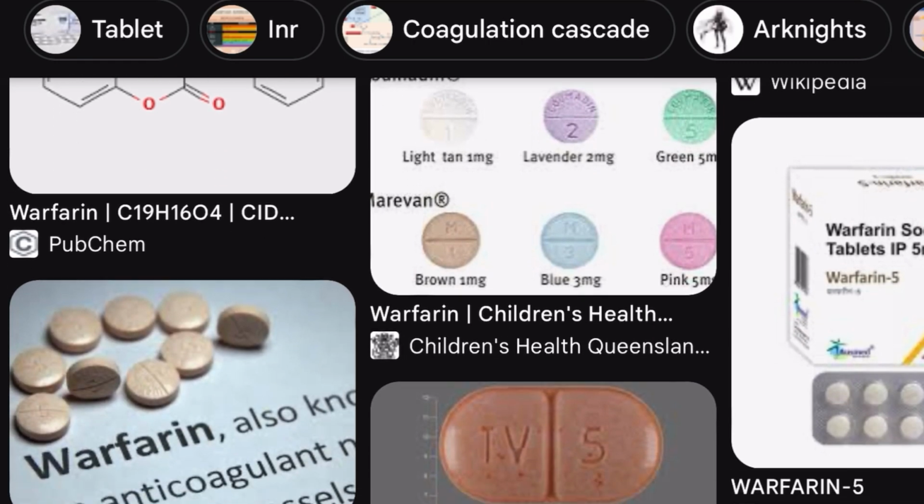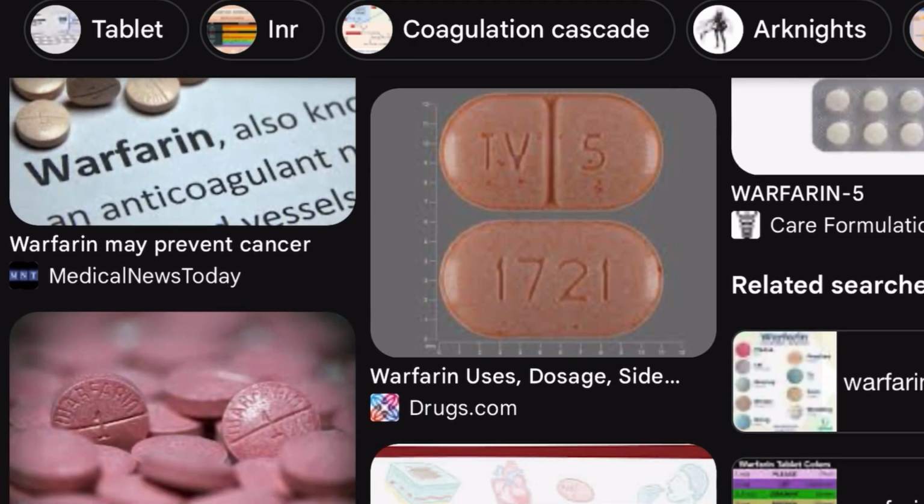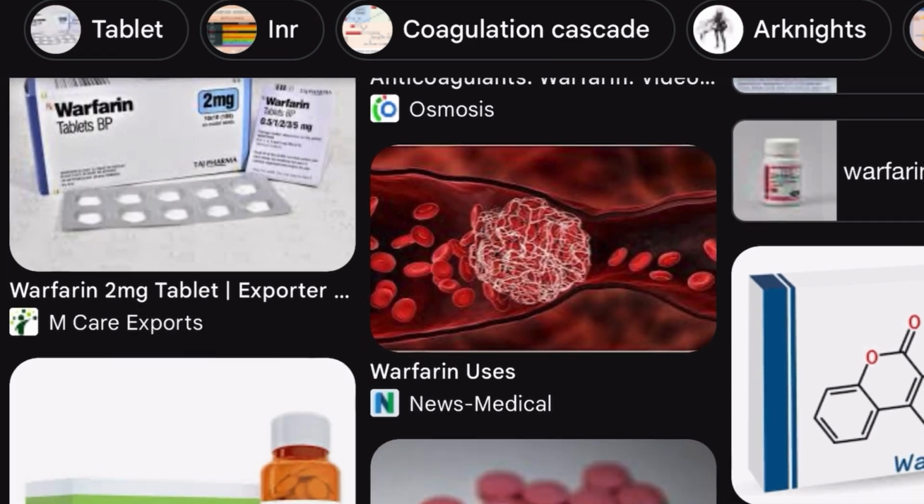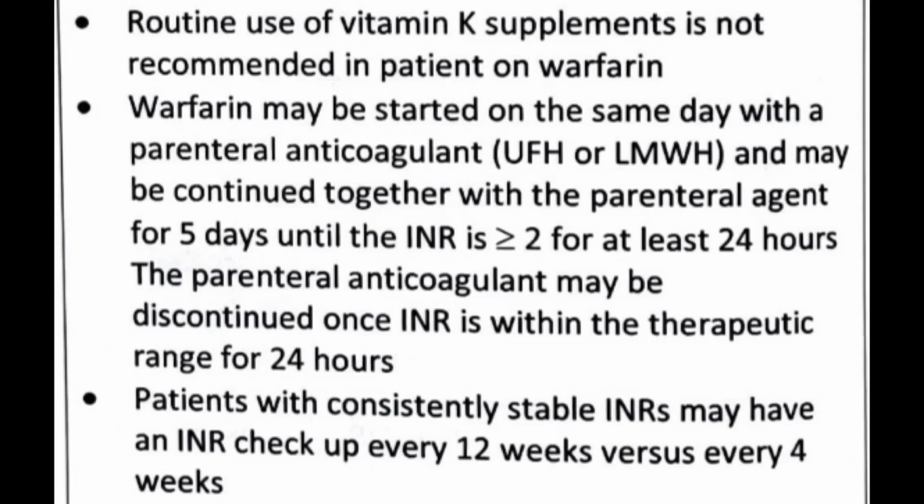Coumadin is another name for it. It's dosed based on INR level. Most INR target goals are going to range from 2 to 3. If the patient has a mechanical mitral valve, their INR goal is going to be 2.5 to 3.5.